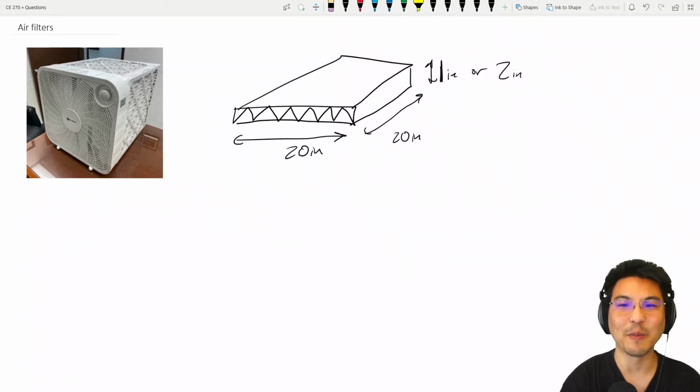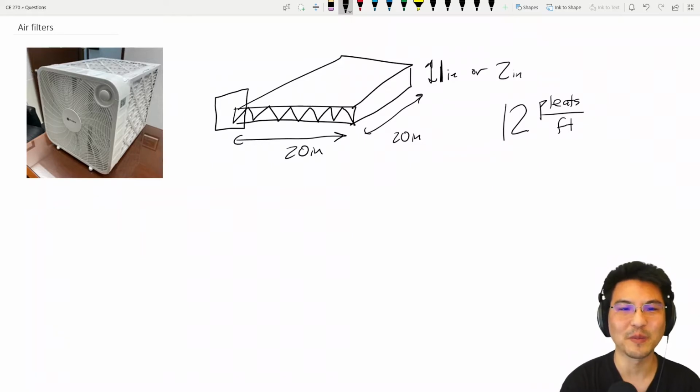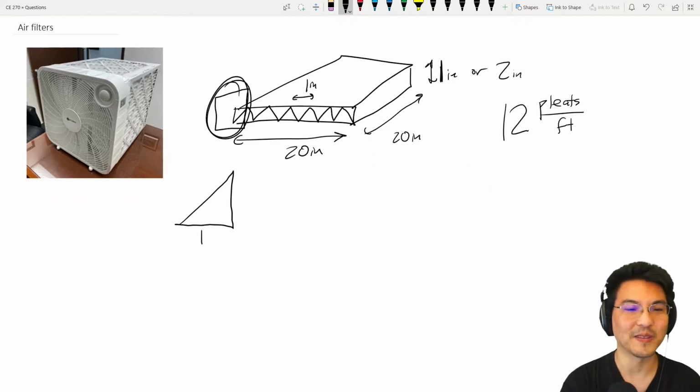Now, if we use math to solve this, why don't we focus our attention on, let's say, half a pleat? And the specs say that there are 12 pleats per foot. So basically 1 per inch, right? So that's 1 inch. If we just look at half of a pleat, then it's a right triangle, right? Where this is half an inch and this is 1 inch, and then afterwards we'll bump that up to 2 inches. So what's the hypotenuse?